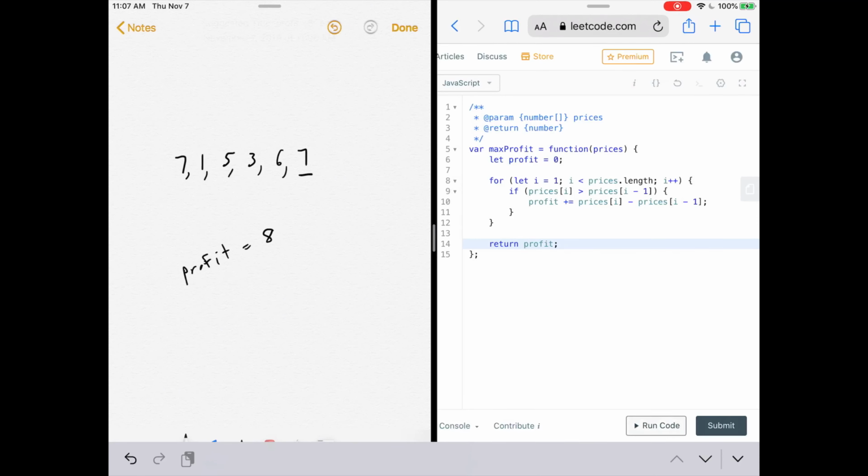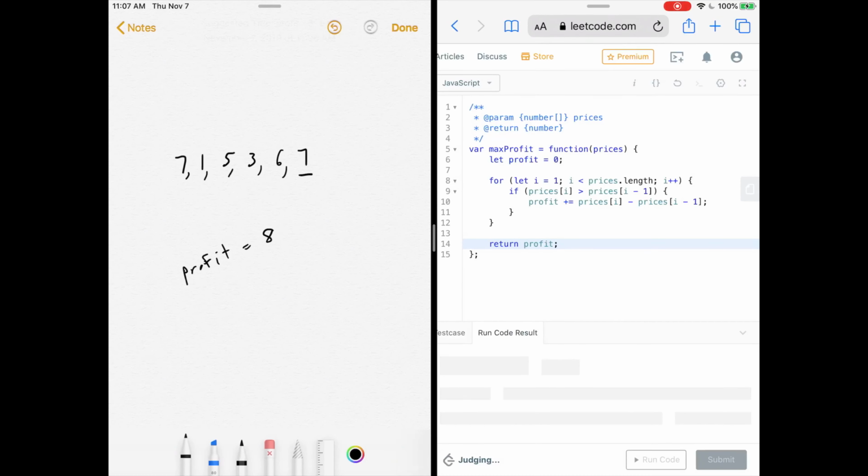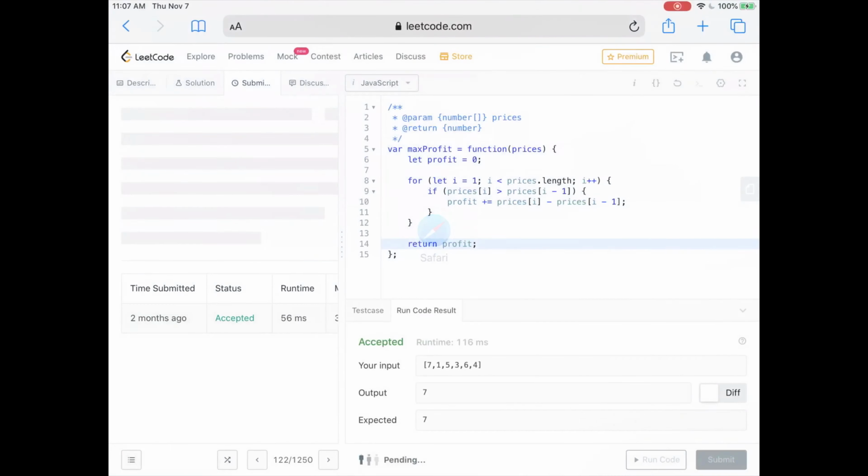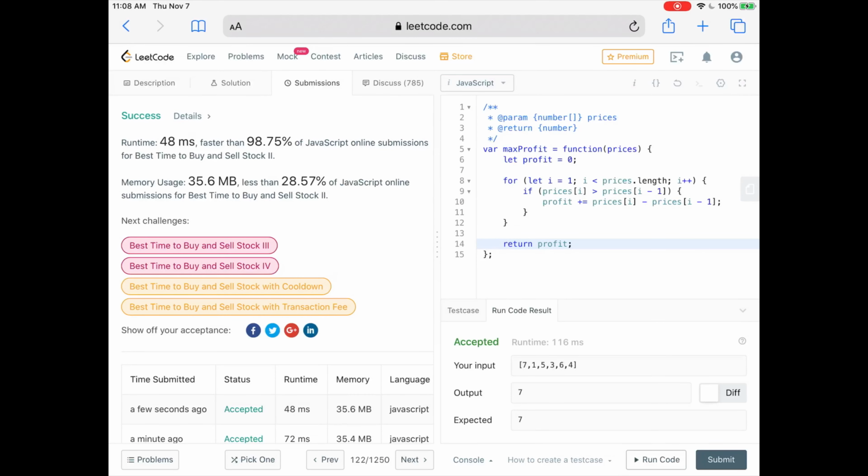Okay, let's run the code. Looks good. Let's submit it and see how we did. All right, so this solution was faster than about 99% of other JavaScript submissions.